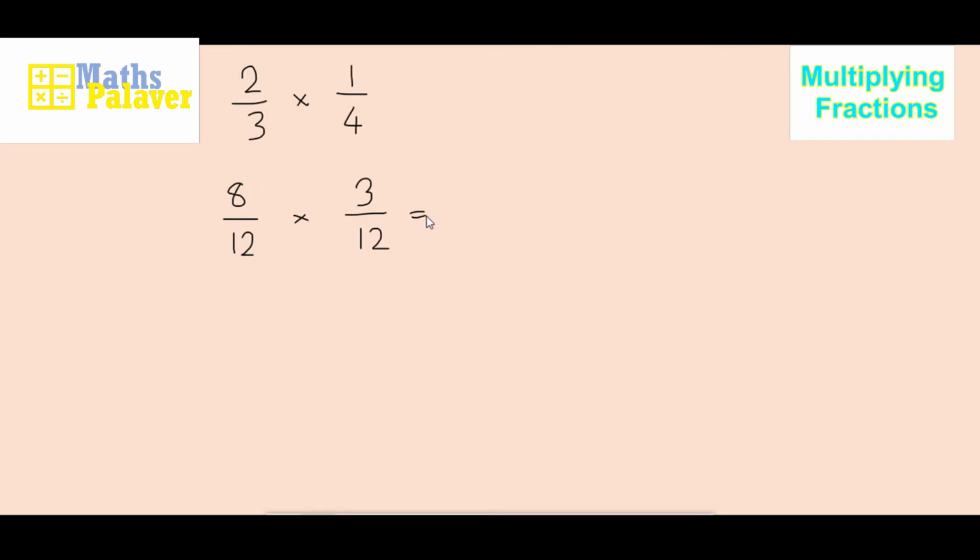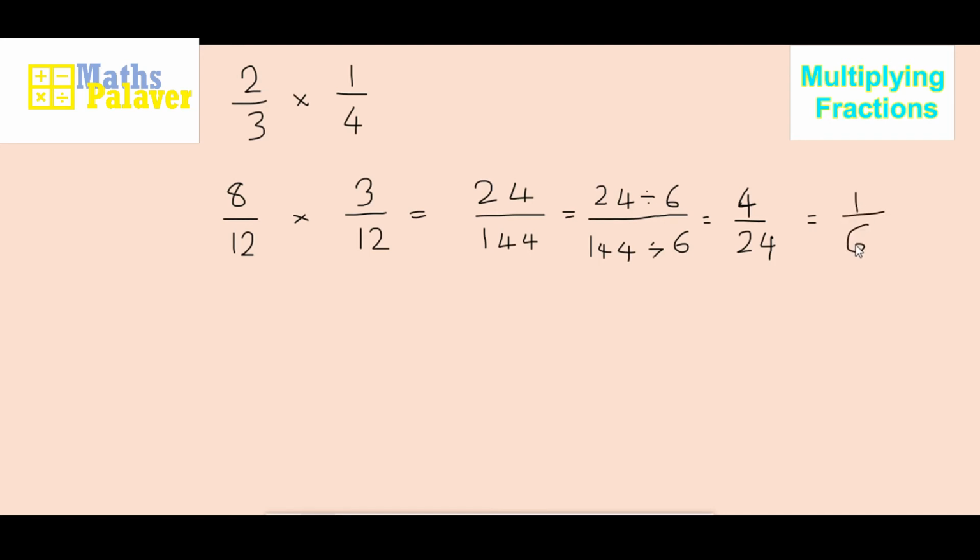A quarter is the same as 3/12. And then multiply the top. 8 times 3 is 24. Multiply the bottom. 12 times 12 is 144. And then simplify. You should always simplify when you can. 24 can be divided by 6. And the same with 144 divided by 6 to give 4 over 24. And I know 4 goes into 24 6 times. So 4 over 24 is 1 over 6.